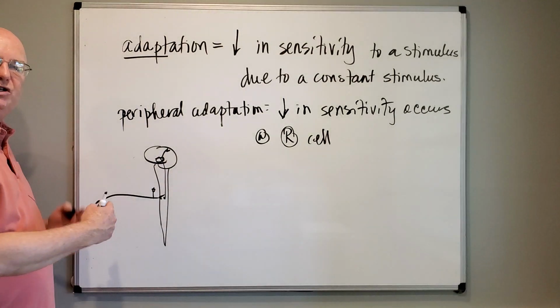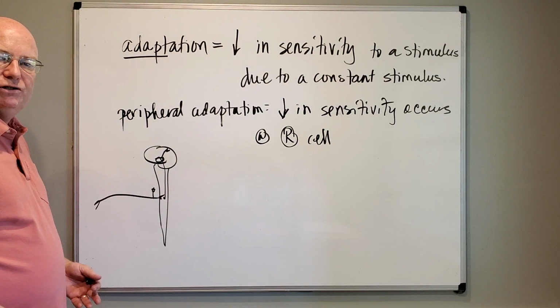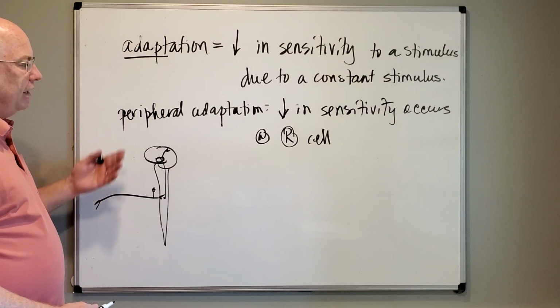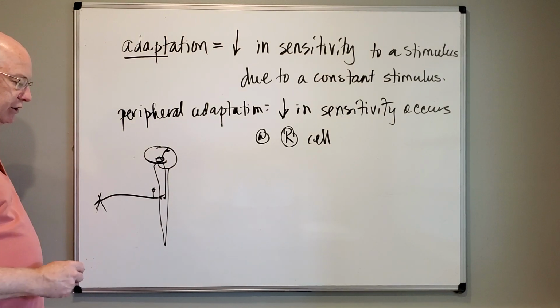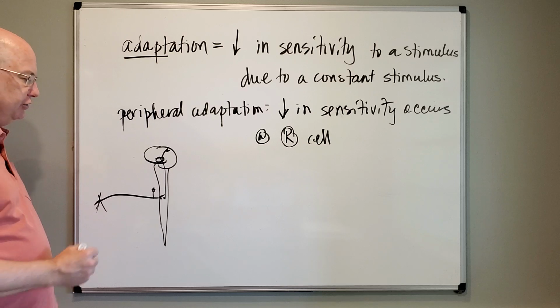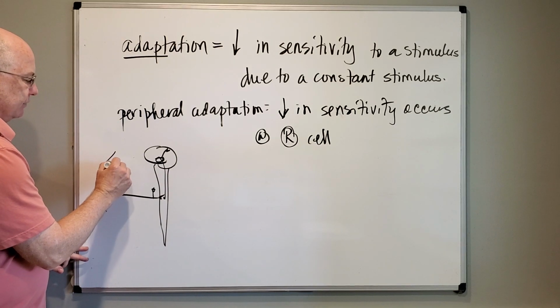Your touch receptors adapt to that constant stimulus. So that would be peripheral adaptation, if the sensory receptor cell out on the periphery gets used to it. The same thing can happen in the sense of smell.